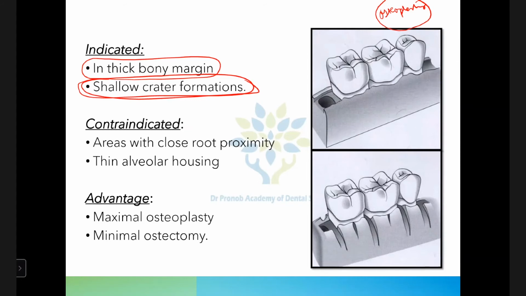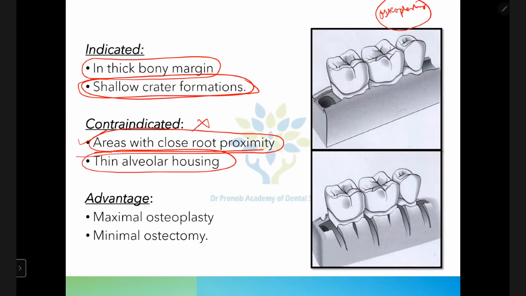And where is vertical grooving contraindicated? In areas with close root proximity, so there is thin alveolar housing. If there is thick alveolar housing, you can put grooves and remove the bulk. If the alveolar housing is already thin, where do you put these grooves? So in areas with thin alveolar housing and areas close to the root, you should not do vertical grooving.